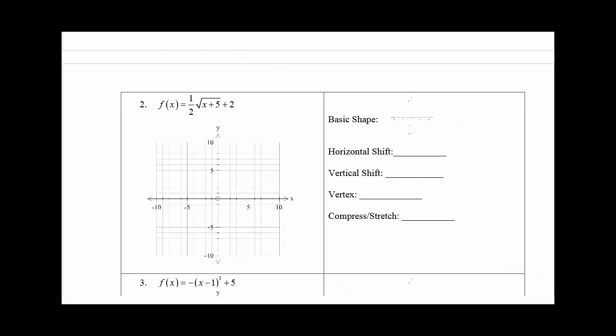Okay, next graph would be 1/2 square root of x plus 5 plus 2. So what would the basic parent look like? That's going to be our square root friend. Okay, and the square root we had going through (0, 0), (1, 1), and (4, 2).